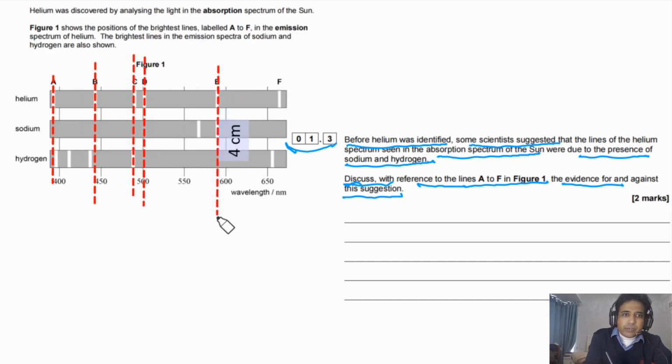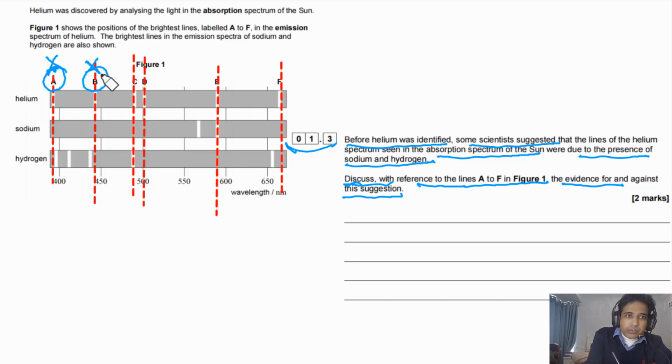From E we can draw this dotted line here, and from F we can draw this dotted line here. Now if you look at these lines, we can see line A is not matching with sodium, and it is also not matching with hydrogen. B is also not matching, so we can cross this one.